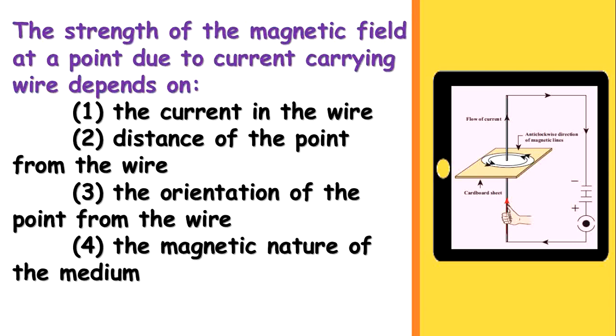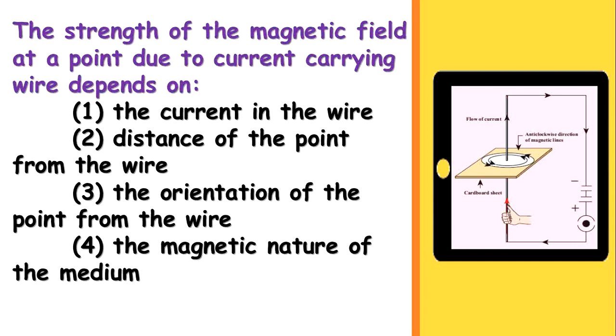If the current decreases, the magnetic field also decreases. So both are directly proportional to each other. So the greater the current, the stronger is the magnetic field. Second point, distance of the point from the wire. Magnetic field is inversely proportional to the distance. That is, if the distance decreases, the magnetic field increases. The strength of the magnetic field decreases when the distance increases.